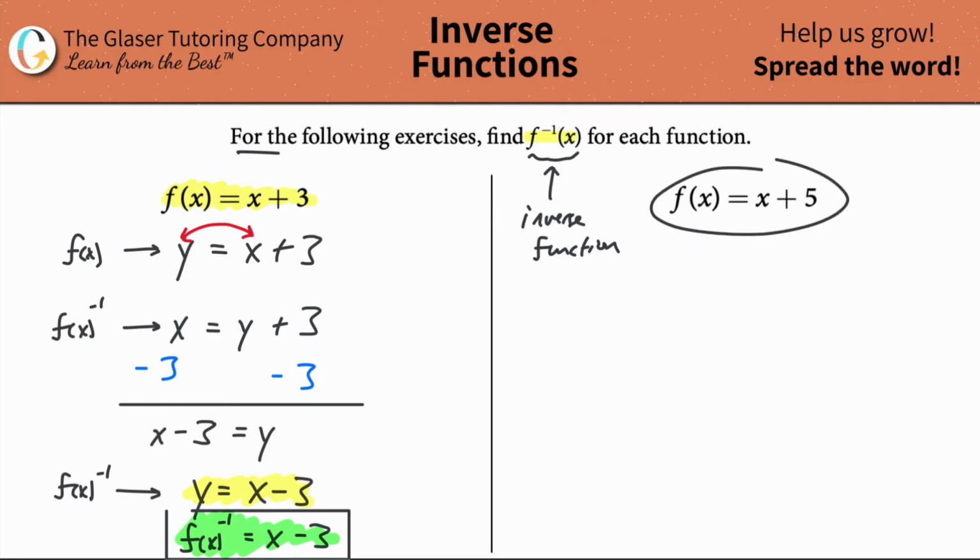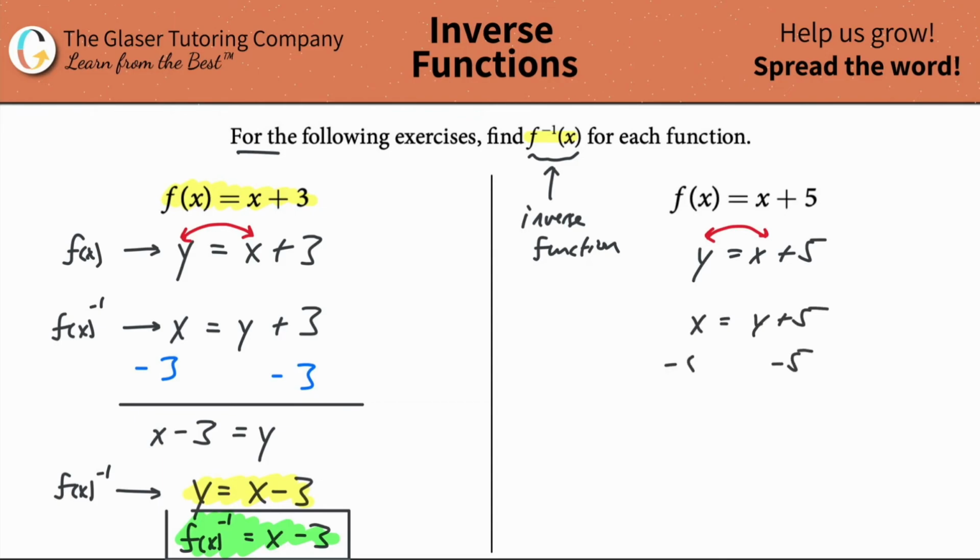Let's see how fast we can do it. Ready? So f of x is equal to x plus 5. Change that f of x into a y equals x plus 5. You want to find the inverse, so simply just put x where y is and y where x is. So x is equal to y plus 5. Solve that for y. So you got to subtract 5 on both sides. Y will equal x minus 5.